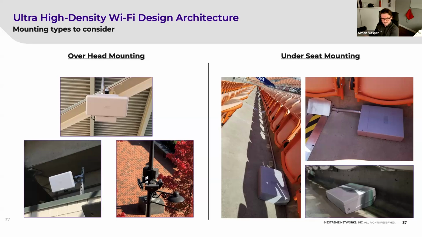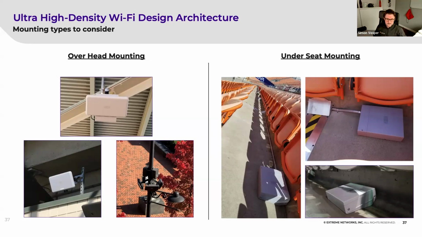So on the left-hand side, this is our stadium-specific access point, which has software configurable radios, so we can actually choose the beam width that's coming out of that access point for different locations. On the right-hand side, you see the underseat mounting. That is where we go around in the bowl, and we have a stadium-specific underseat access point that you're seeing there, and we put those right underneath people's feet.